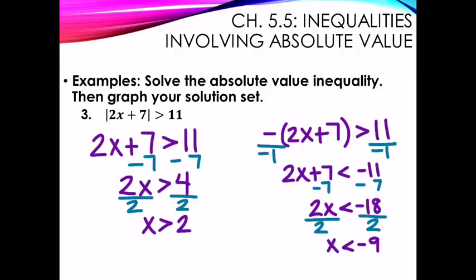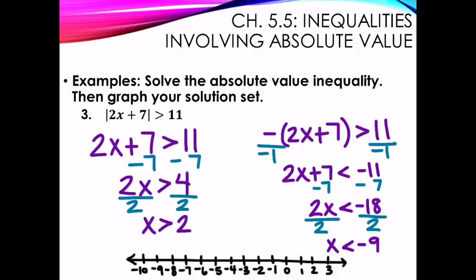Okay, so I'm going to draw my number line. On my number line, I want to make sure that I have numbers to the left of negative 9 and to the right of positive 2, and then some numbers in the middle. So we're going to start with x is less than negative 9. Since it's less than negative 9, this is going to be an open circle at negative 9, and we will shade to the left.